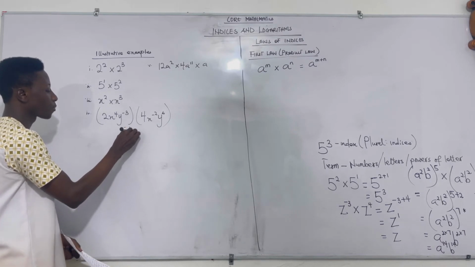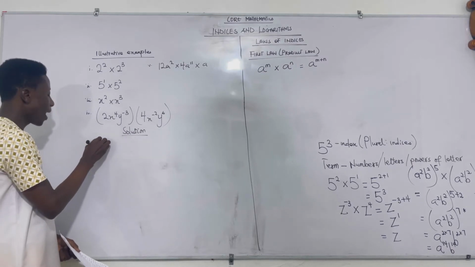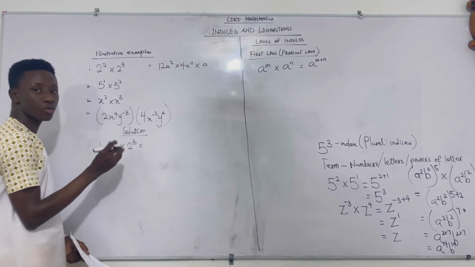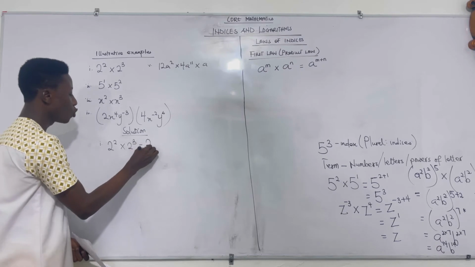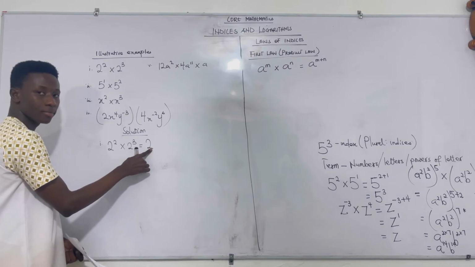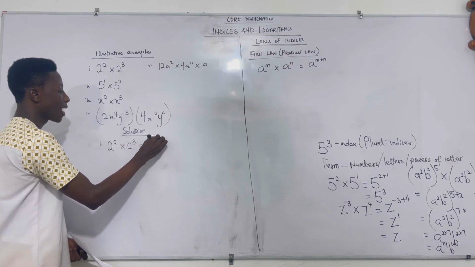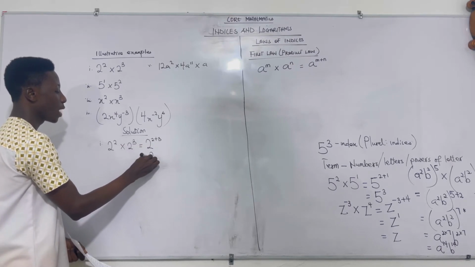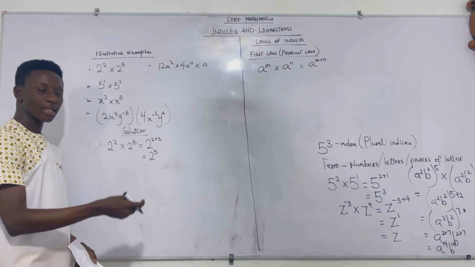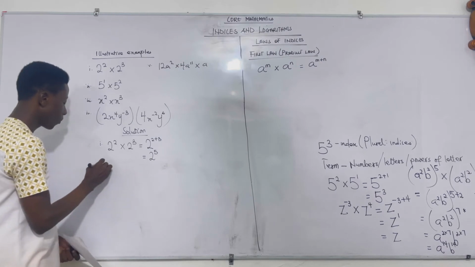Solution. I. For 2 exponent 2 times 2 exponent 3, I believe this will be very smooth for you. You see the bases are the same and they are multiplying. So just pick one, then you add the powers. That would be 2 plus 3, making 2 exponent 5. If you don't understand at a certain point, please play back continuously until you get that.